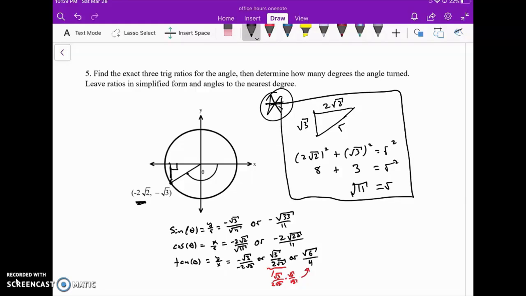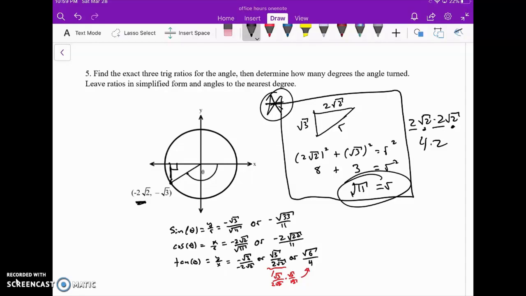This 2 is not quite as bad as it would think. 2 root 2 squared, it really means 2 root 2 times 2 root 2. 2 times 2 is 4. Root 2 times root 2 is 2. So if I square 2 root 2, I get 8. Same idea, I get a 3 if I square root 3. And we've got our radius right there.